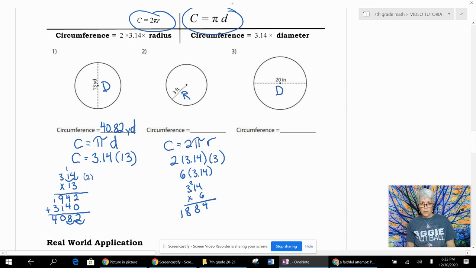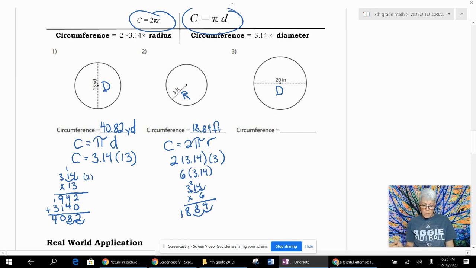with a decimal. So I have my answer, but there's no decimal in it. So if I look at the original numbers, this decimal is 2 places over. The decimal for the number 6 is behind the number, so I can ignore it. So I'm going to move this decimal 2 places over, starting from the back of the number. So my answer ends up being 18.84 feet.